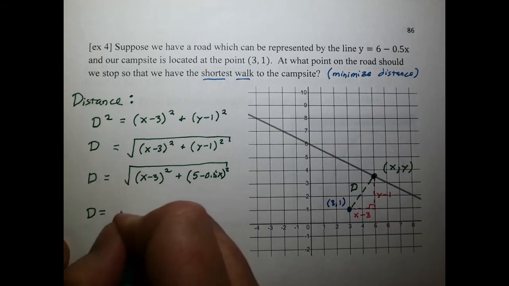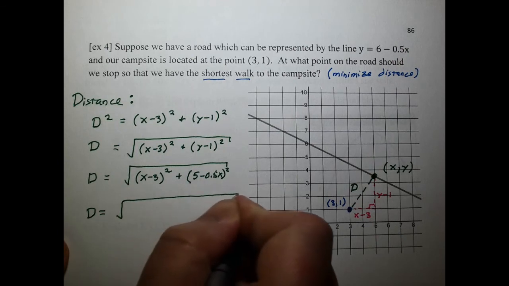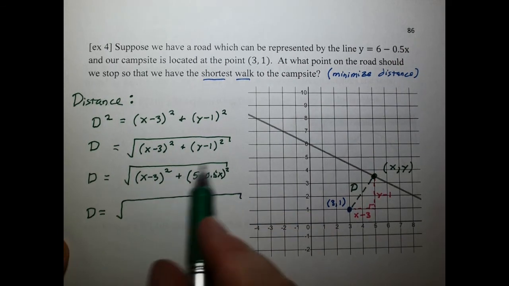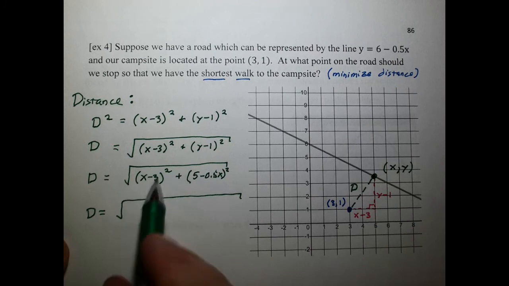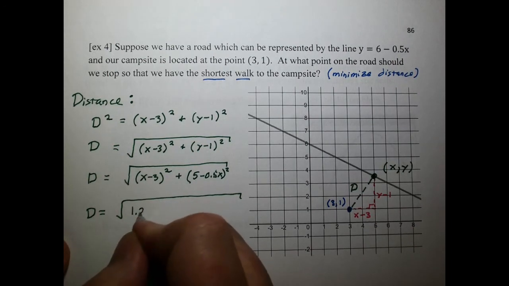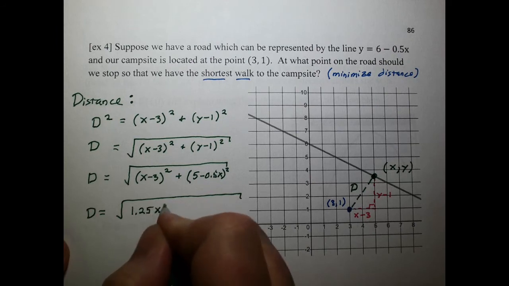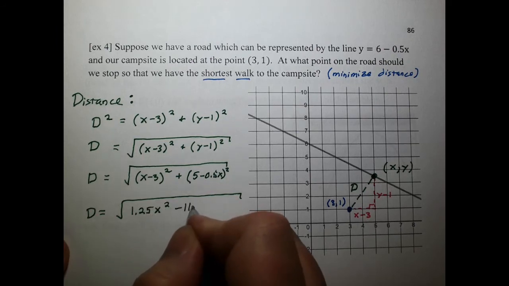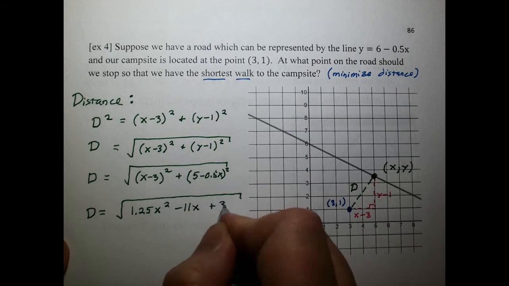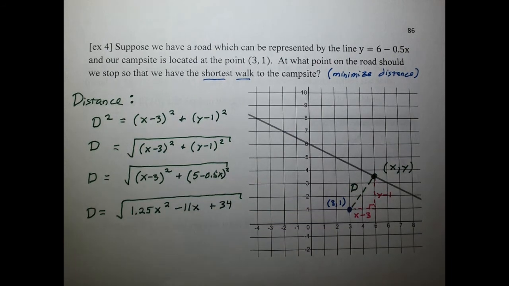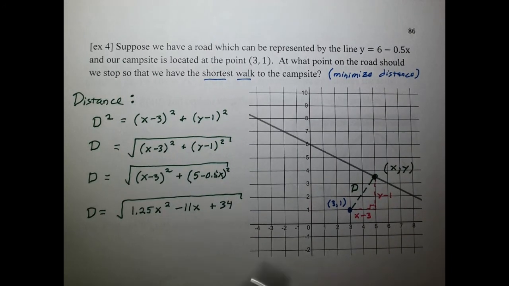And it's not necessary, but I'm going to go ahead and FOIL all of this out, multiply it all out, and combine it together. And if you do that, you should get 1.25 x squared minus 11x plus 34. So it might take a little work off to the side, but this should be what you get if you use the advanced distributive property and then combine everything together.